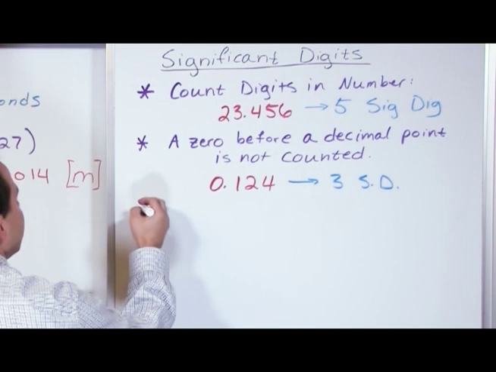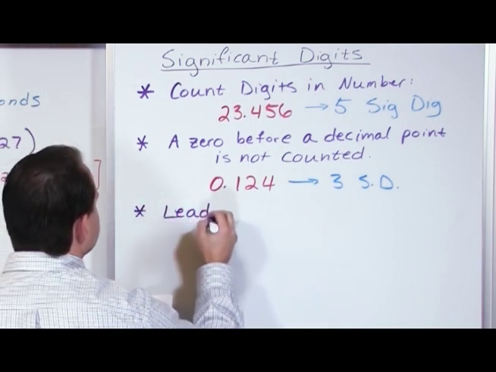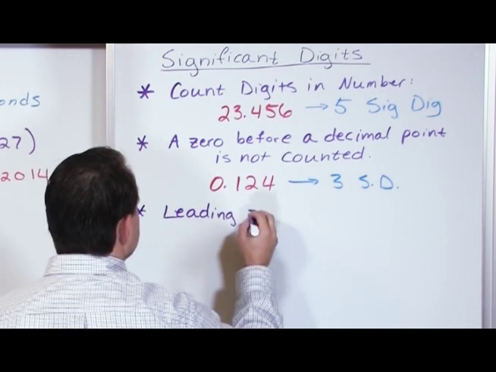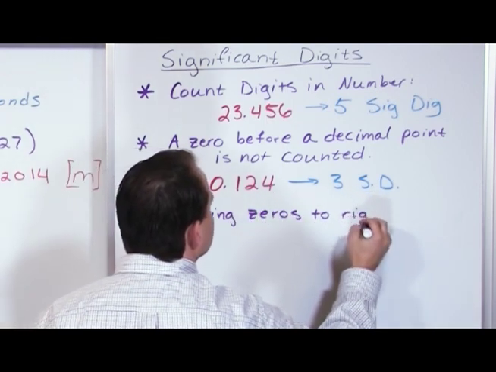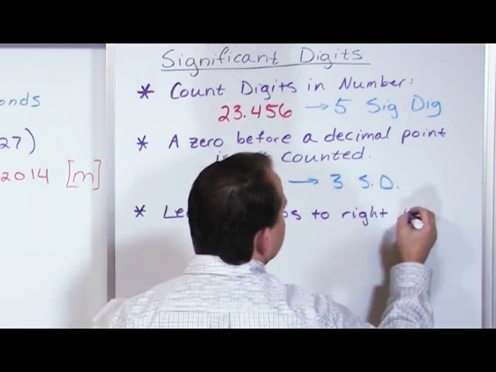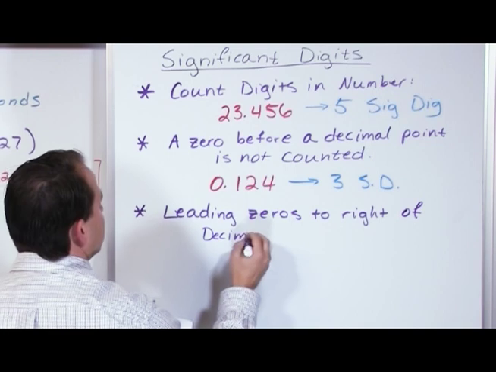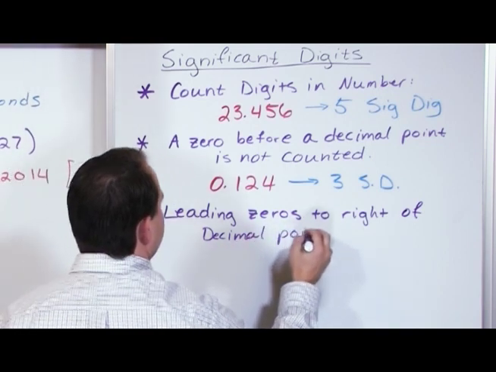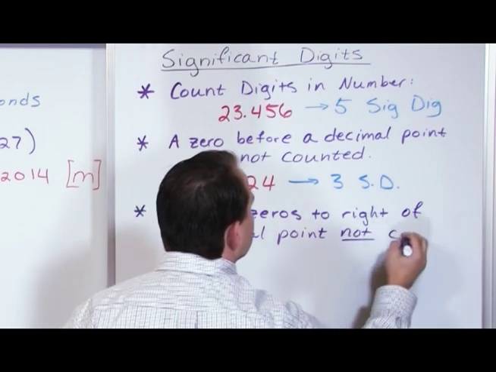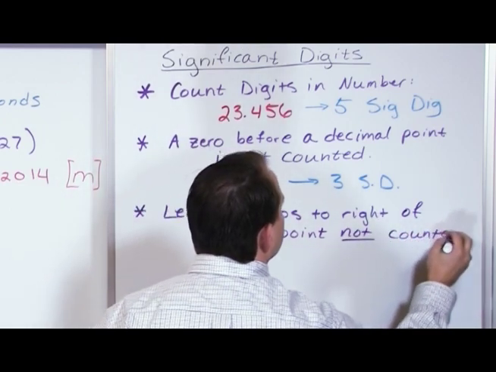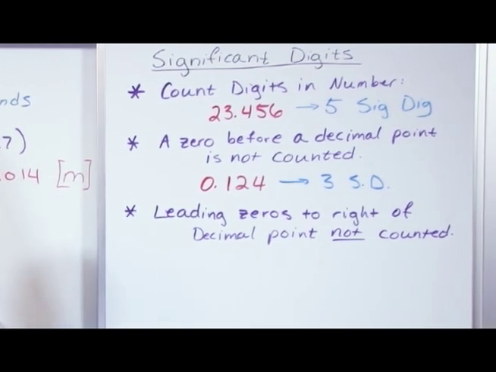All right, let me go ahead and give you another little rule. Leading zeros to the right of a decimal point are not counted. And again, it's dealing with zeros. So I told you zeros are a little bit special. Let me give you an example of that.